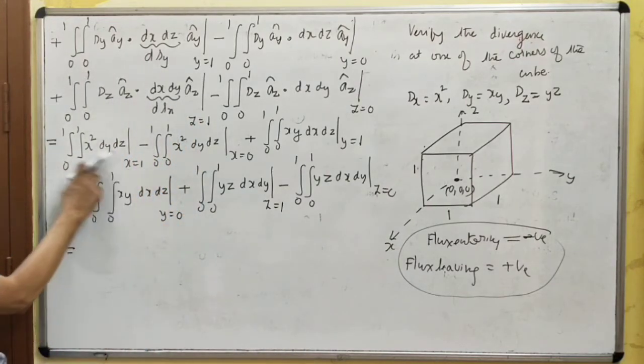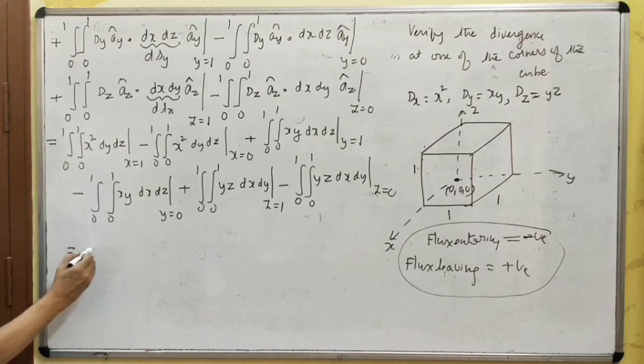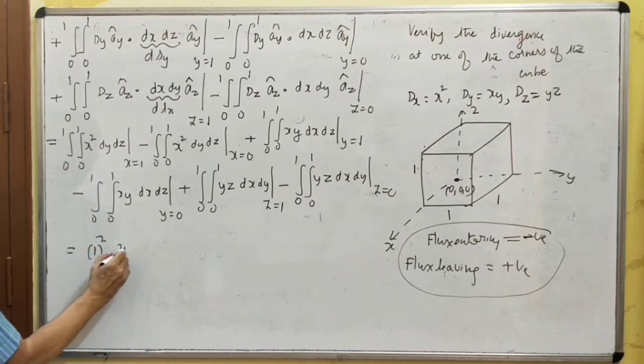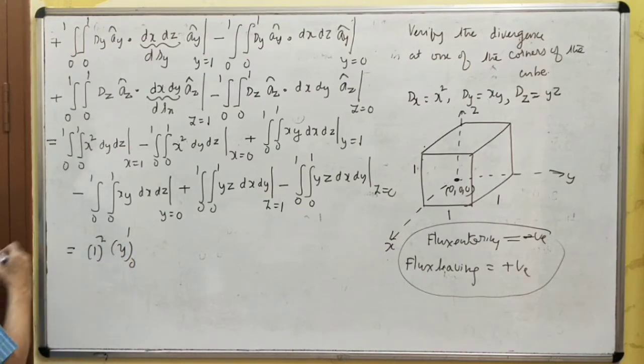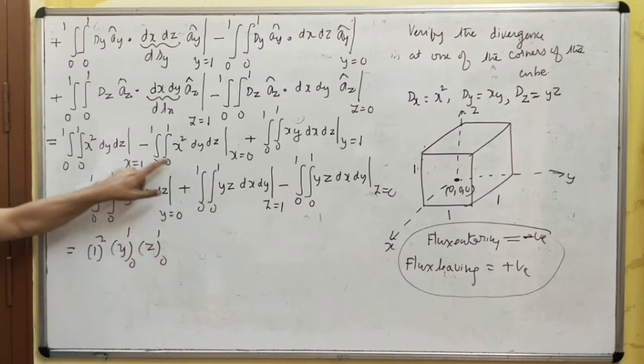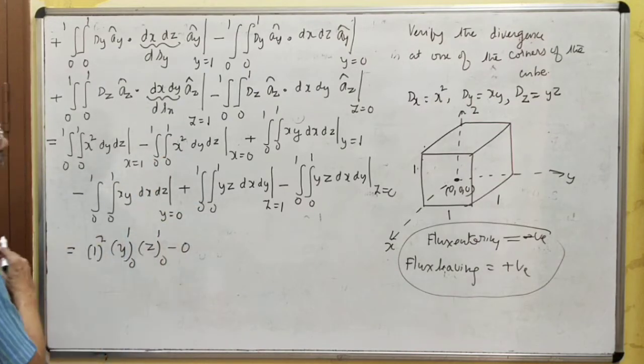When you put x equal to 1, 1 square is 1. So 1 square, when you put x equal to 1, if you integrate dy, you get y, limits from 0 to 1. If you integrate dz, you get z from 0 to 1. If you put x equal to 0, this integral will vanish, it becomes 0.